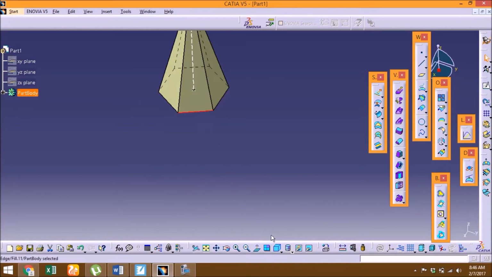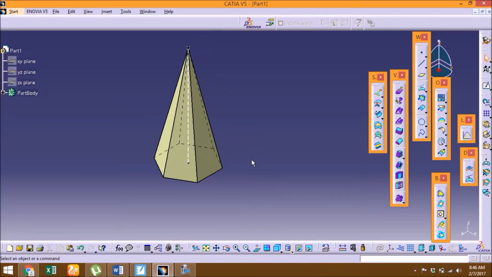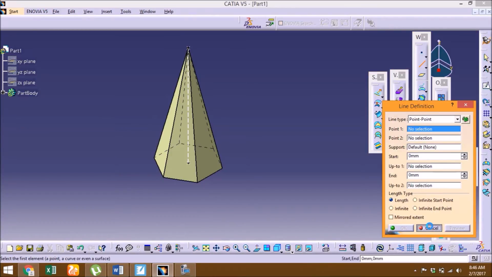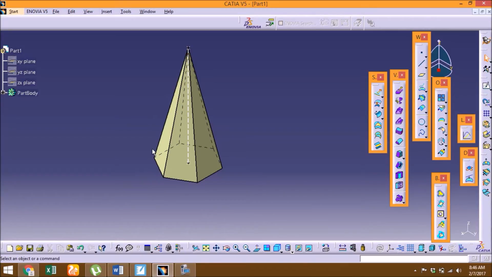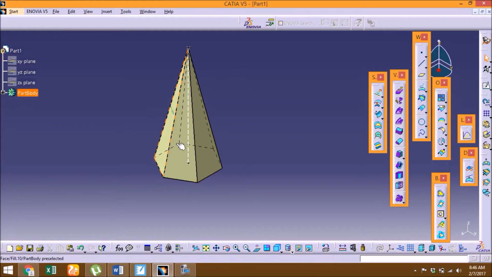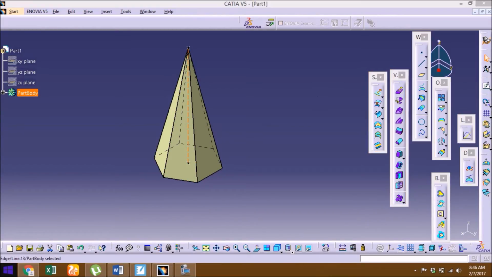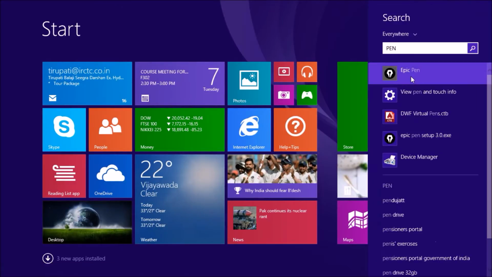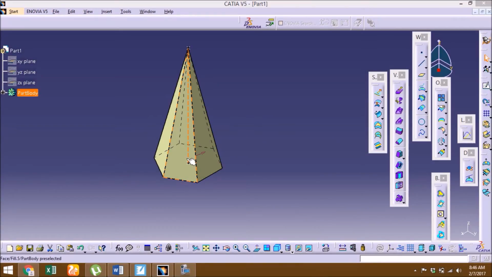Now this is the initial position of your hexagonal pyramid. Now what they are saying is that it is resting on the ground. So imagine that there is a line like this. Imagine it is resting right now on the ground like this. Here they said the axis is inclined 30 degrees to the ground. So now the initial position is like this, and I need to rotate the axis by 30 degrees. So let's see how it will come. I need to just rotate the axis, then see how the picture looks. That is what we need to draw.